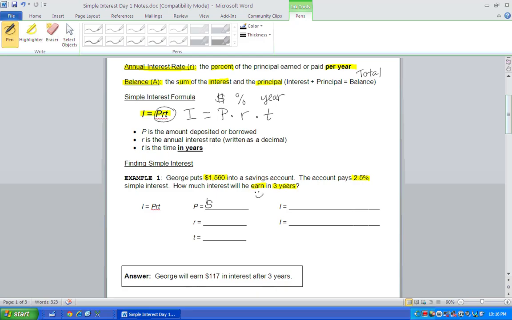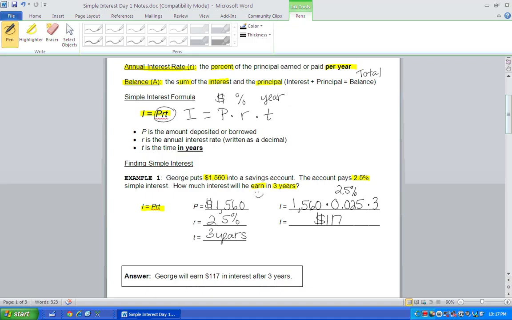So remember, the principal is how much you deposit or borrow. In this situation, George is depositing money into his savings account. The rate is 2.5% and the time is 3 years. So if we use this simple interest formula, we're going to multiply the principal times the rate. Now I'm going to change that percent to a decimal, because you might see that as a decimal, and then times 3 years. When you multiply those three numbers together, you should get $117.